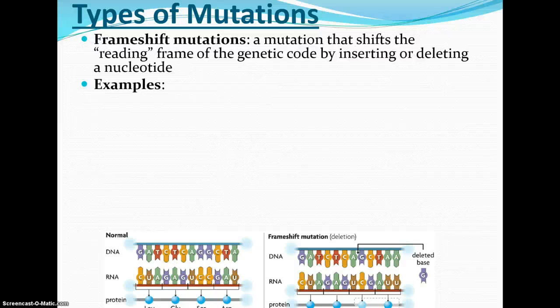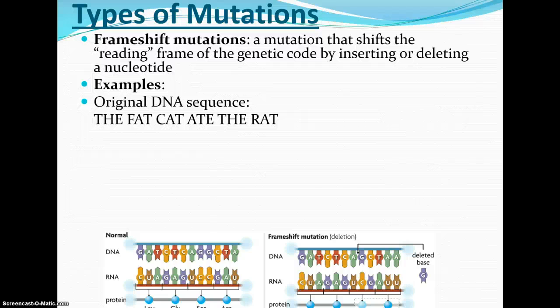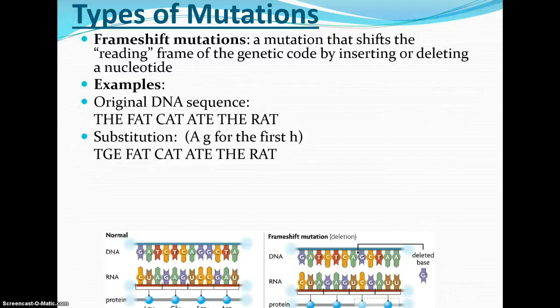A frame shift mutation shifts the reading frame of a genetic code by inserting or deleting a nucleotide. We've kind of talked about that. Here are the examples that go a little beyond what was just said.